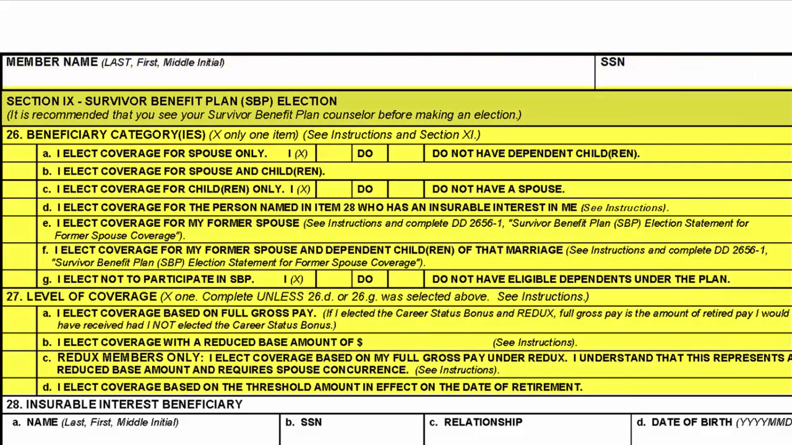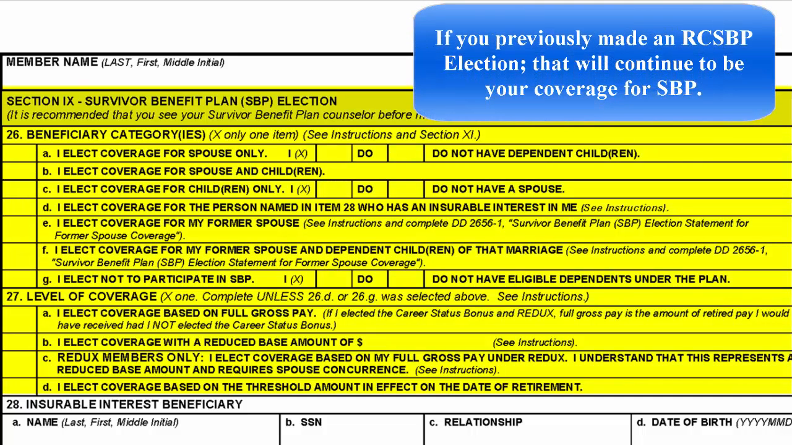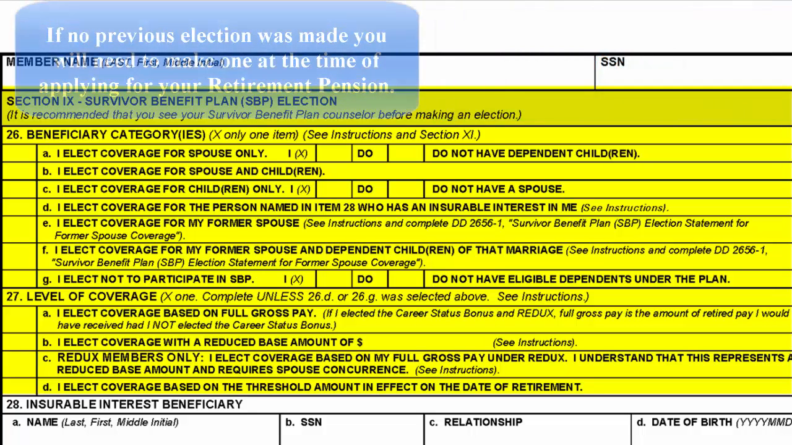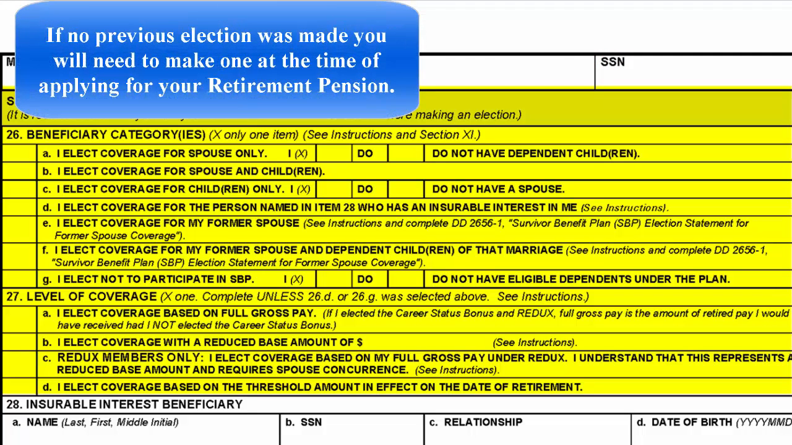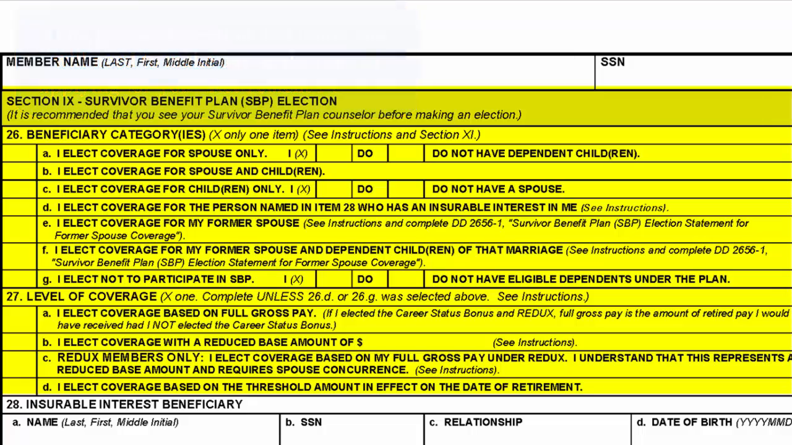Section 9 is Survivors Benefit Plan Election, or SBP. In the event that you already have RC-SBP coverage, the election that you had for that coverage is the same election that will continue through age 60 up to the point of your death. However, this section is in the event you did not make an election for RC-SBP or the election was not automatically made for you, i.e., you were not married and did not have children. You would make an election at this time if your status has changed.